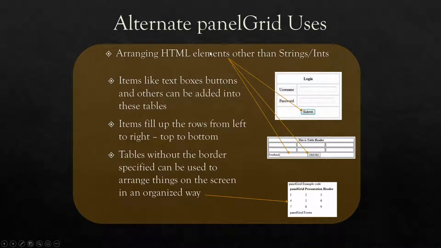Some alternate uses for the PanelGrid would be arranging HTML elements other than strings and integers. This would be useful if you wanted to put things like text boxes and buttons into these tables so that they're arranged in a clean-looking, consistent kind of way. Again, these items fill up the rows from left to right and from top to bottom. Tables without the border specified can be used to arrange things on the screen in an organized way without necessarily giving up the fact that you're using a table with rows and columns to organize it.